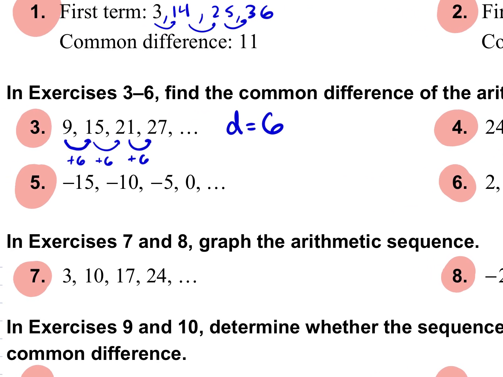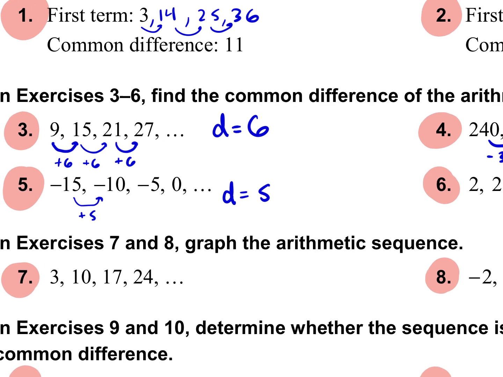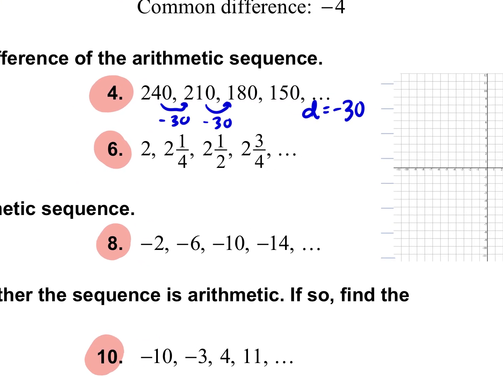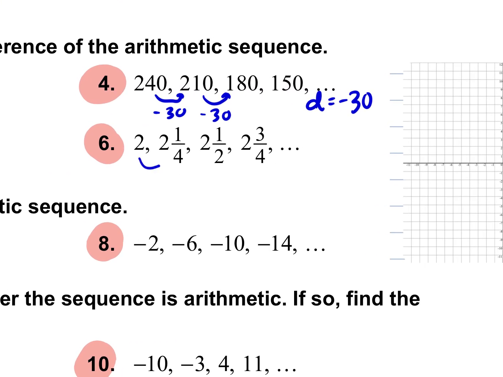What about for 5? Plus 5. So what's my common difference? 5. That's a coincidence. And then what about for 6? What am I adding? And does that work for the next one too? And the next one? Yep, so I'm adding 1/4. Perfect. So my common difference is 1/4.